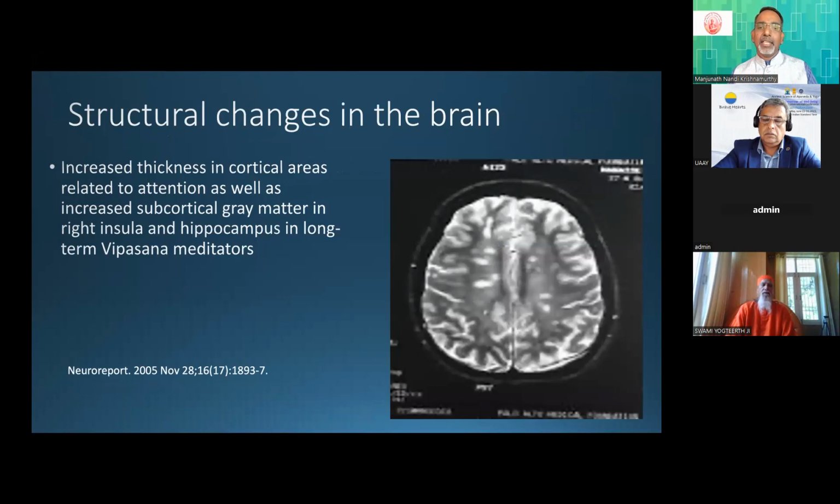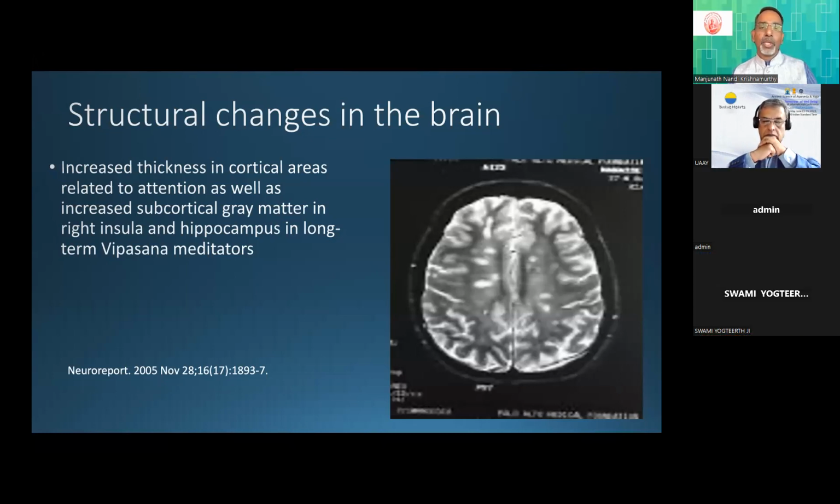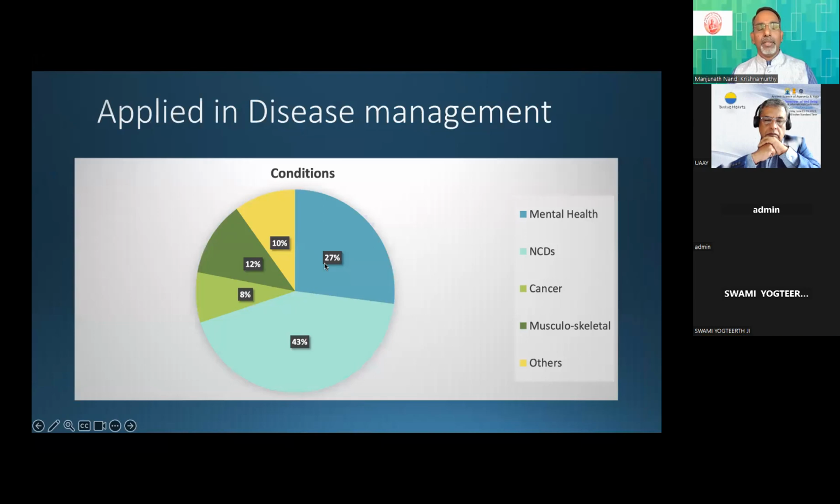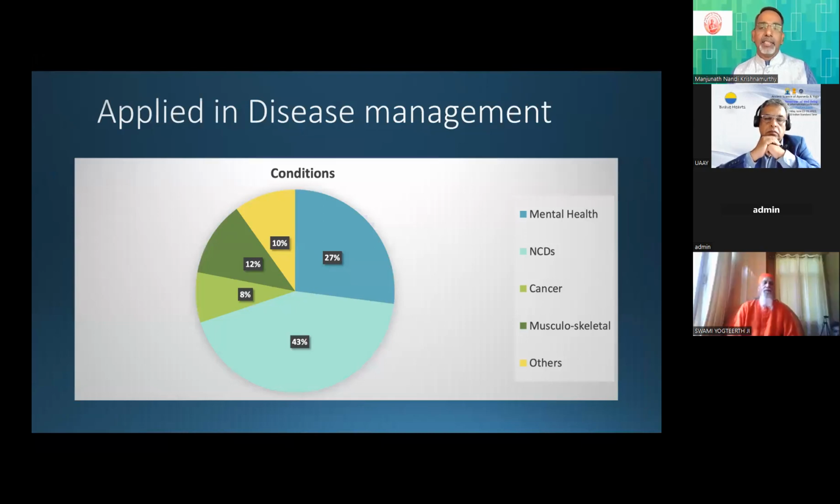One study done by Sara Lazar in America suggested that the practice of yoga, focusing on meditation, can increase the thickness of cortical areas, once again related to attention, as well as increase subcortical gray matter in areas such as the right insula and hippocampus in long-term Vipassana meditators. So knowing that, where do we use all this knowledge? There are several conditions where you can apply it in disease management, as mentioned over here, be it mental health, non-communicable diseases, or several other conditions.